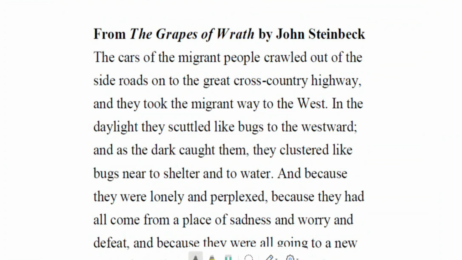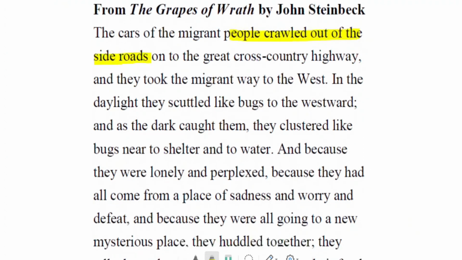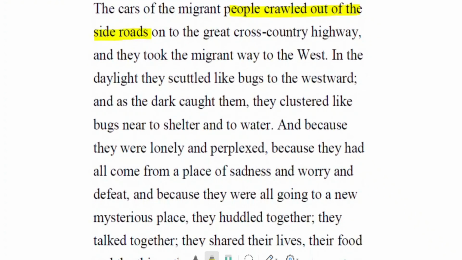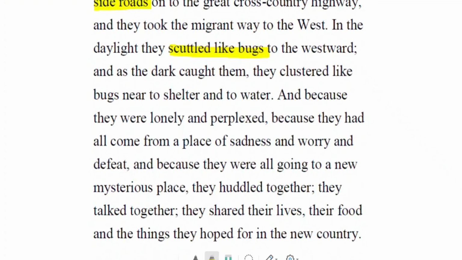Let's go with this first image. So the cars of migrant people, let's try again. There we go, crawled out of the side roads. That is definitely going to be my first image. Then we've got this brilliant simile, scuttled like bugs. And for my last image, remember you want to try and say something different about each image. I'm going to go with this one actually. Going to a new mysterious place.